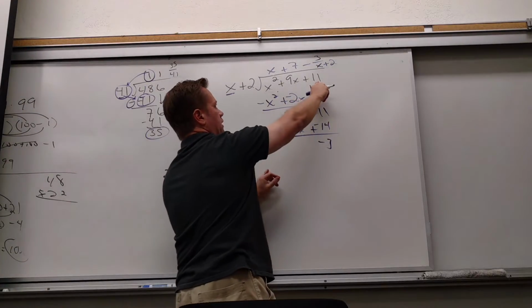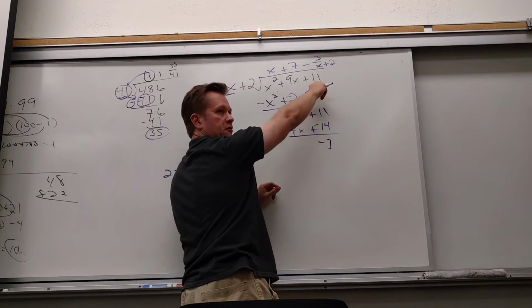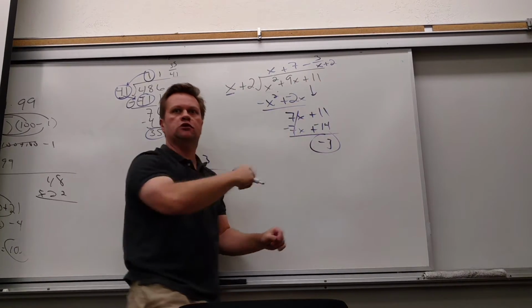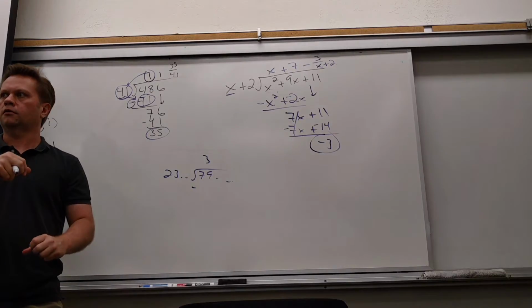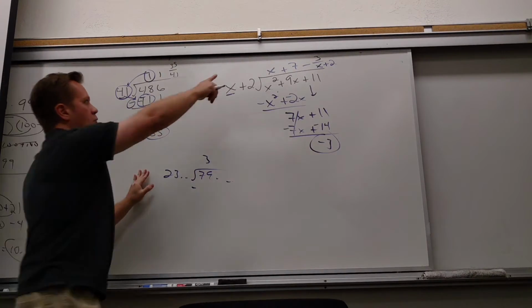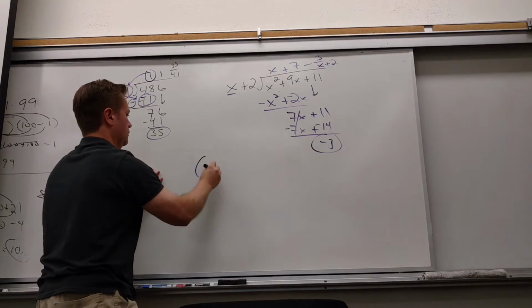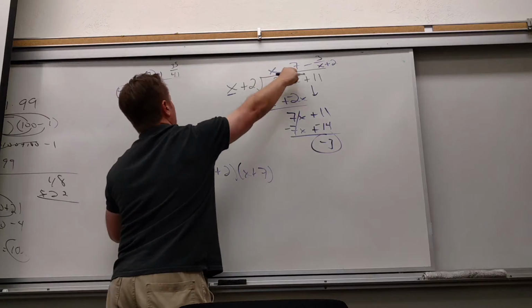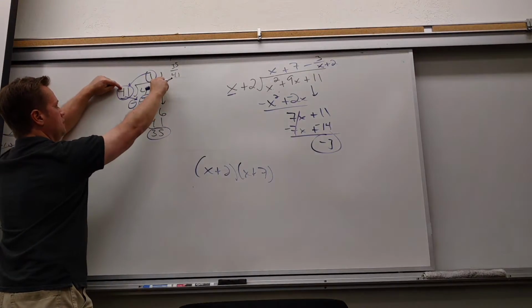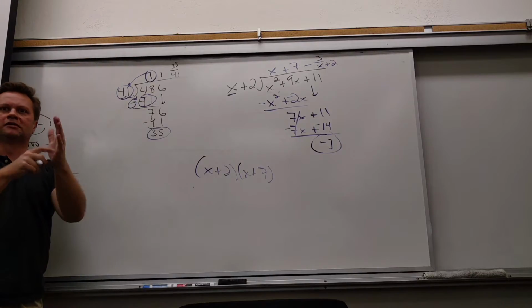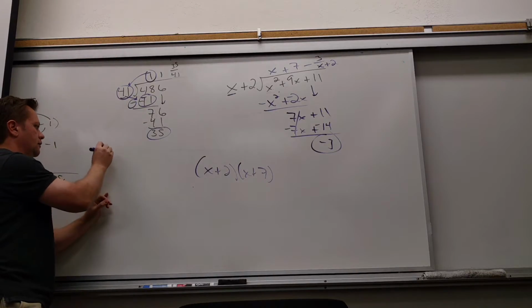Here, if only this would have been a 14, I would have had no remainder. This minus 3 tells me, oh, this is 3 too small. Make it 3 bigger, and that would have gone in evenly. In fact, what is x plus 2 times x plus 7? You guys see where I'm getting these? So if I did 41 times 11, let's start there. What's 41 times 11?